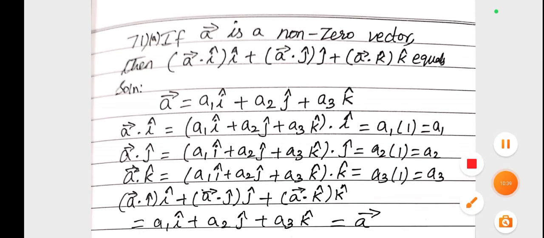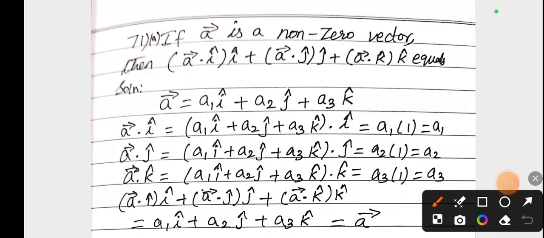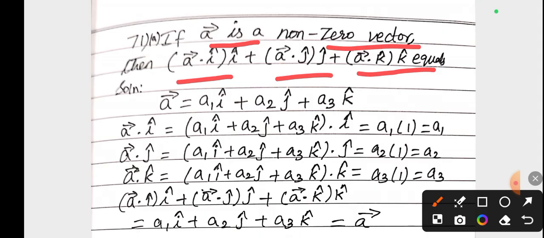Then going for 71A. If A vector is a non-zero vector, A vector dot i cap into i cap plus A vector dot j cap into j cap plus A vector dot k cap into k cap, what will we be getting? A vector can be written as A1i plus A2j plus A3k. Then A vector dot i cap: A vector you can write as A1i plus A2j plus A3k dot i cap. Then only one i cap is there, other things all 0. Here the i cap coefficient is 1.